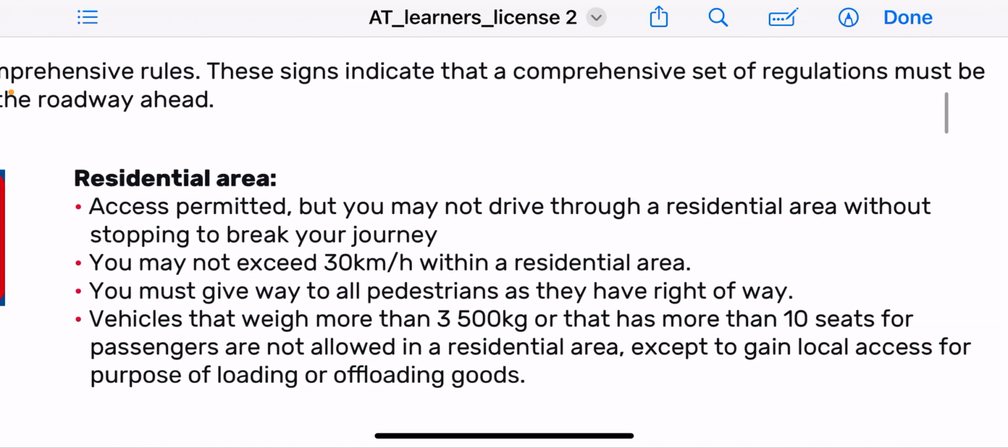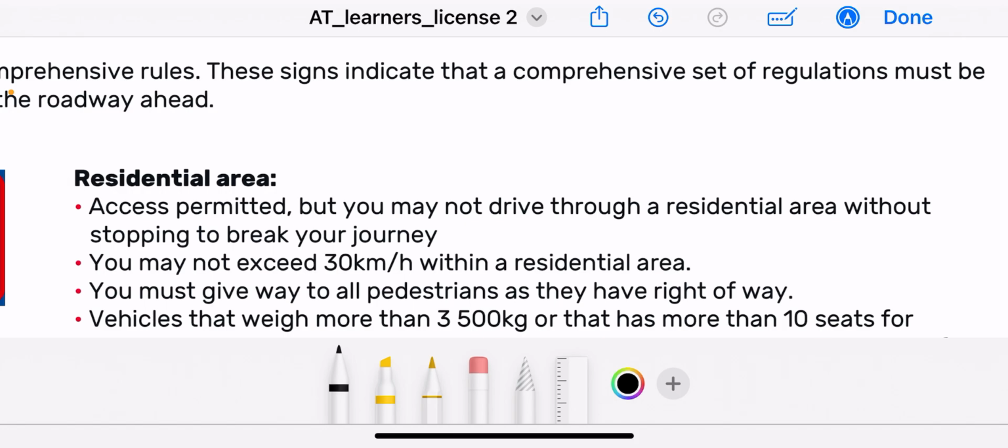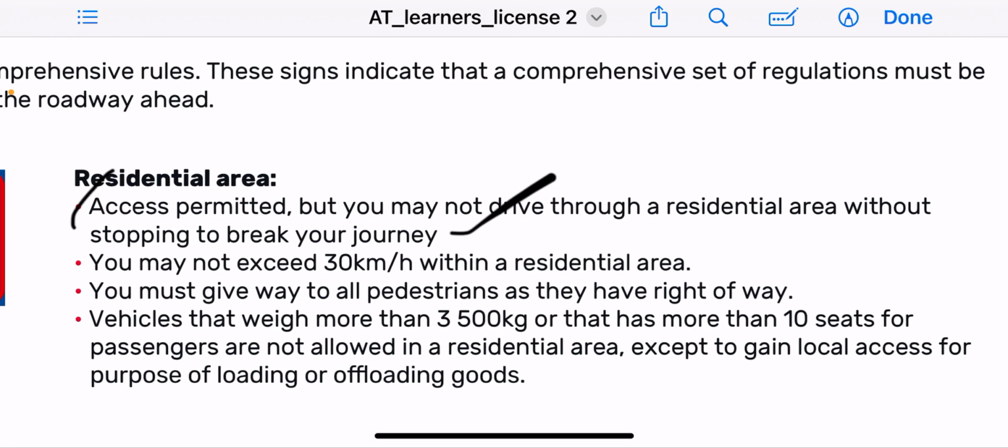What is it that you have to know about driving within a residential area? You have to know that access is permitted, but you may not drive through a residential area without stopping to break your journey. If you are traveling from afar, especially, you must stop to take a break. You may not exceed 30 kilometers per hour within a residential area. You must give way to all pedestrians as they have right of way.